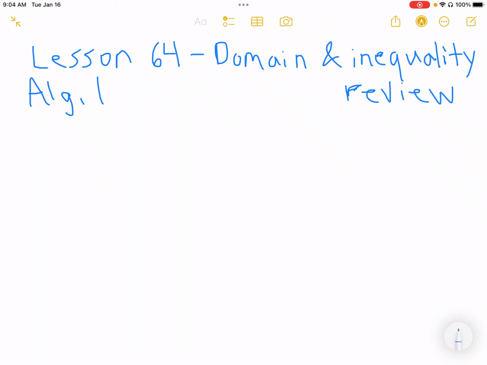Okay, so for 64, I read our topic here, but it's domain and inequality review. So for domain here, domain is simply, at least how we talk about them, usually our x values, okay? So we'd say that's our x values.